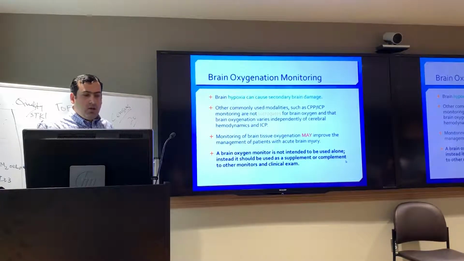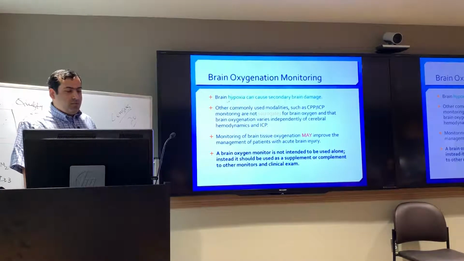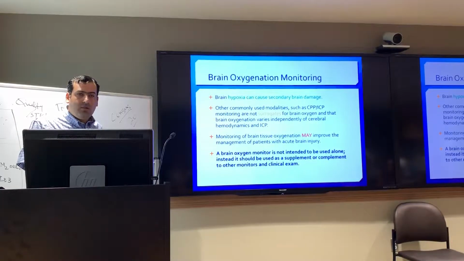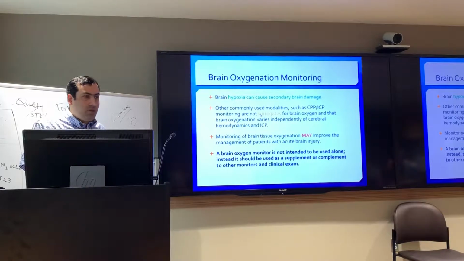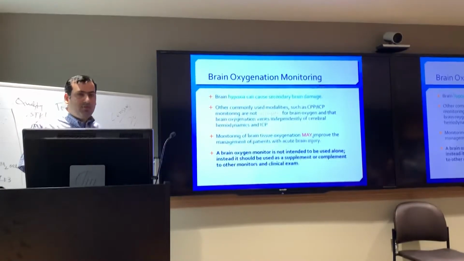Okay. So what are the assumptions here? Brain hypoxia can cause secondary brain damage. That is pretty much true. We know that. So we use modalities, and we know that something like CPP or ICP are not surrogates for brain oxygen. They are for blood pressure and pressure. So we monitor brain tissue oxygenation, and the best we can say is that it may improve outcome.